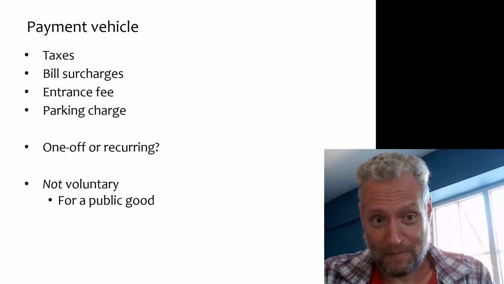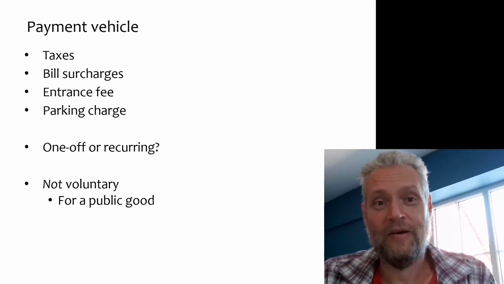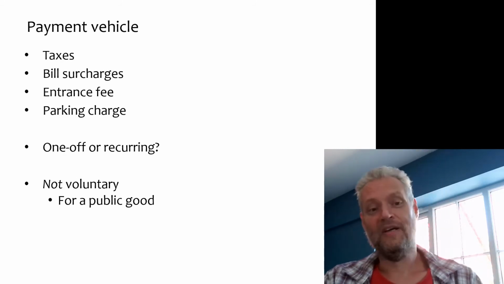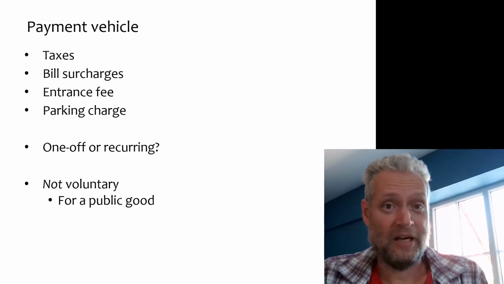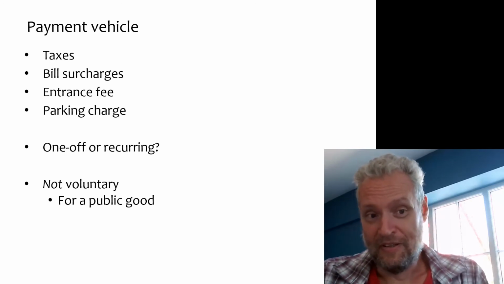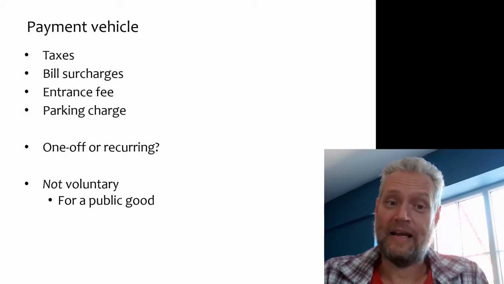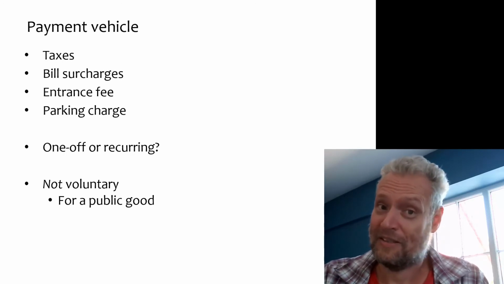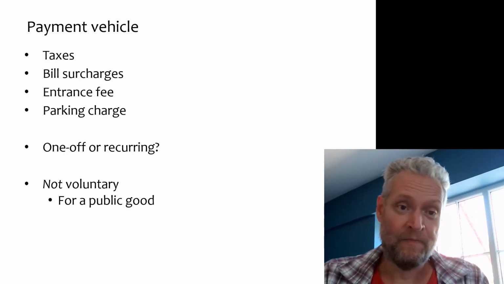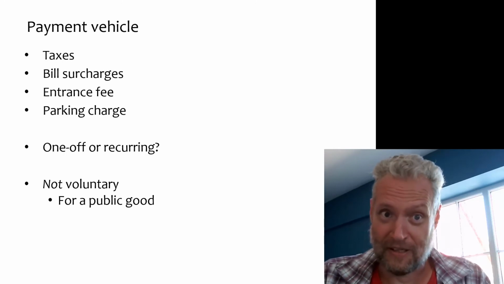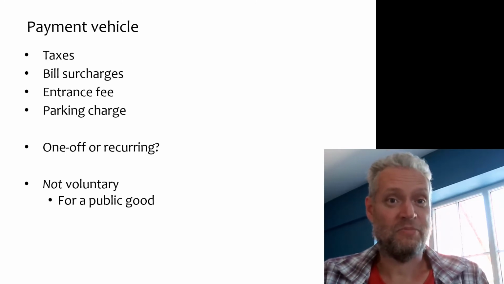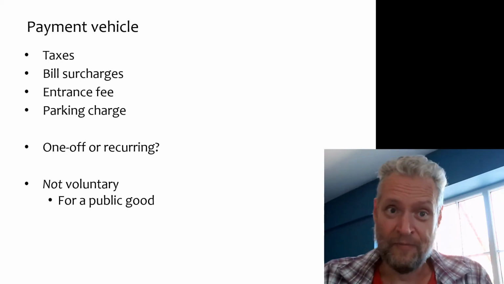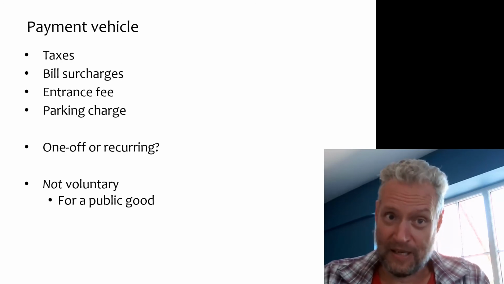You need to choose the payment vehicle. How are people going to make this particular payment? And you can do it through an increase in general taxation. You can do it by adding a surcharge to a bill everybody's paying. So general taxation could be an increase in income tax or VAT. And those are different, right? Because not everybody pays income tax, and richer people pay much more income tax than poorer people. Everybody pays VAT. So that is something you can play around with.